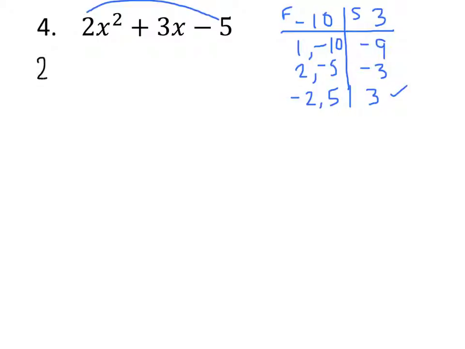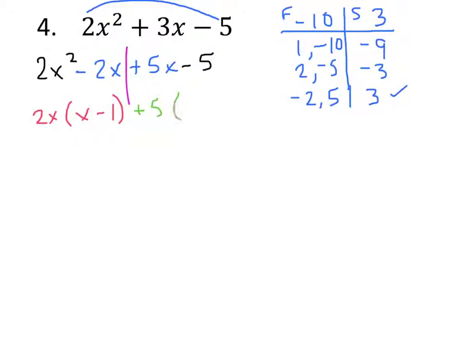So I'll bring down 2x squared, and I'll break this middle term up. And then split it in half. And the biggest thing that goes into 2x squared minus 2x would be 2x, which leaves me with x minus 1 on the inside of the parentheses. The biggest thing that goes into 5x minus 5 is positive 5, which also leaves me with x minus 1.